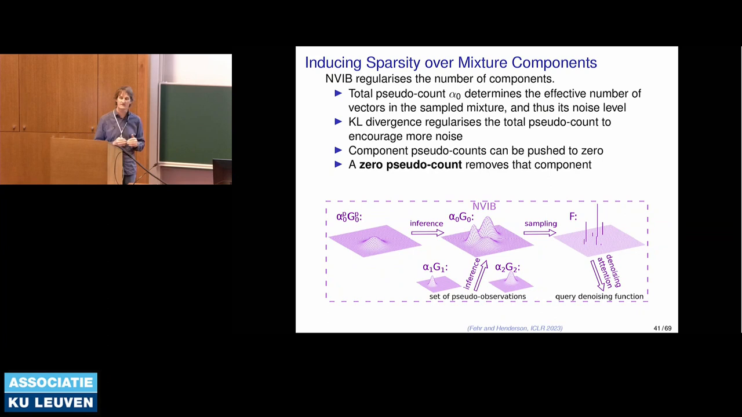If you push down the total, you end up pushing down some of the individual pseudo counts to exactly zero. When those pseudo counts go to zero, it's as if they don't exist. That component has been removed from the posterior entirely. So you have vectors that are outputting parameters, but they get dropped. That's the sense in which you end up introducing sparsity. You learn to use fewer components than the number of vectors that are being output by your encoder here.